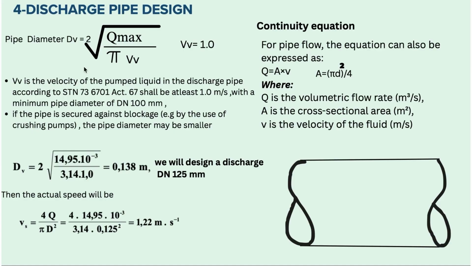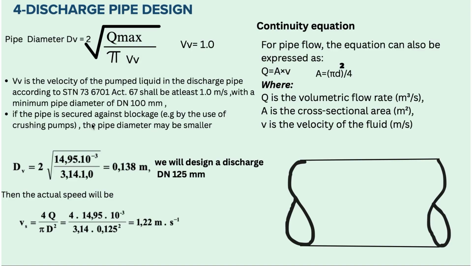So to calculate it, we'll use the continuity equation, which is area times the velocity. We know that the area of any pipe is pi d squared over 4. So you would rearrange it to have your pipe diameter as the value here. So you will have d equals the square root of 4 Q max over pi times Vv. You will use your Vv equal to 1.0. It is the velocity of the pumped liquid in the discharge pipe according to the EU Slovak standard right here, which shall be at least 1.0 with a minimum pipe diameter of DN100.